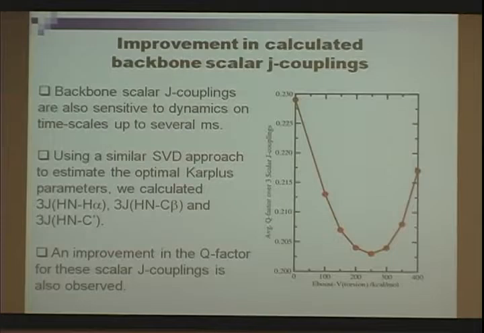But of course, we can calculate other experimental parameters as well. One of them is scalar J-couplings, another NMR interaction which is sensitive to dynamics on millisecond timescales. And again, we do the same sort of SVD approach. In this case, we're trying to optimize the Karplus parameters to look at the backbone 3J scalar couplings. And again, our Q factor improves, and it's around this boost energy, E boost minus V torsion of 250 kilocalories per mole, that we seem to be getting an optimal agreement, which was exactly the same for RDCs.